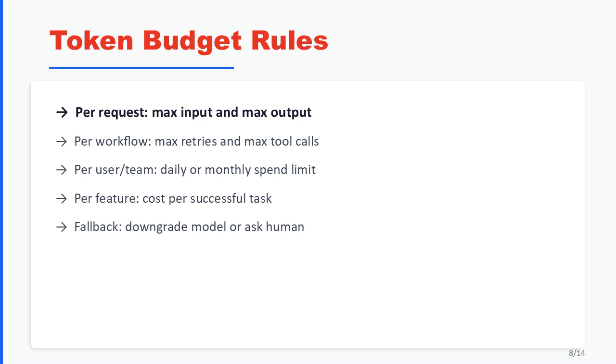Token budgets are like guardrails. Set a maximum input size so a user cannot accidentally paste a giant log. Set maximum output tokens so the model does not write a book when you need a decision. Set workflow limits: maximum retries, maximum files read, maximum tool calls. Track budget per user, team, feature, and workflow. When budget is close, downgrade the model, shorten the response, or ask a human.